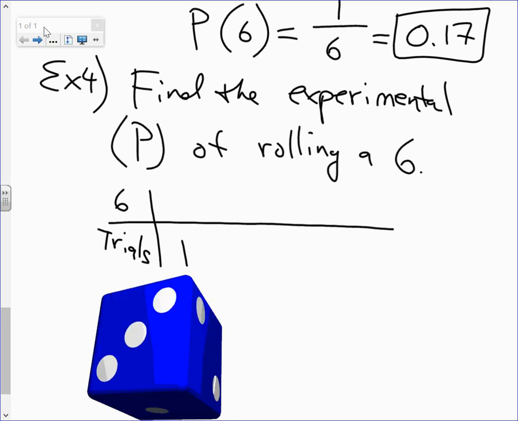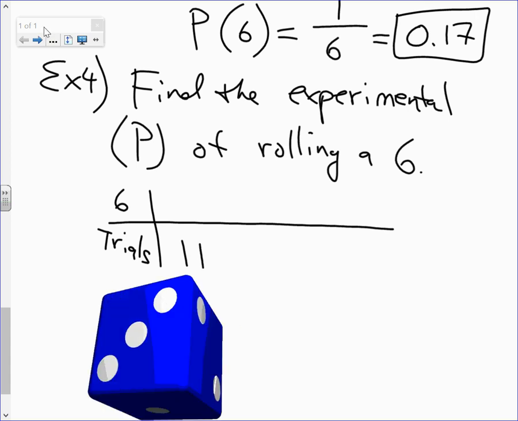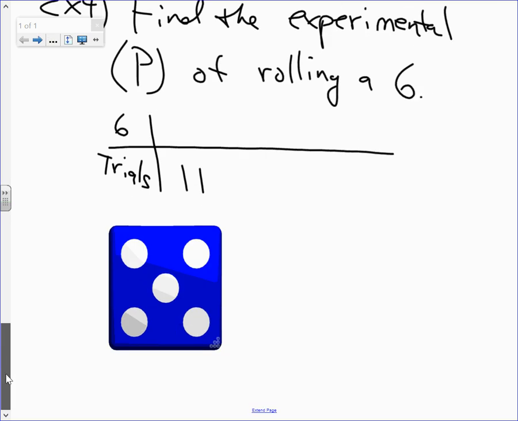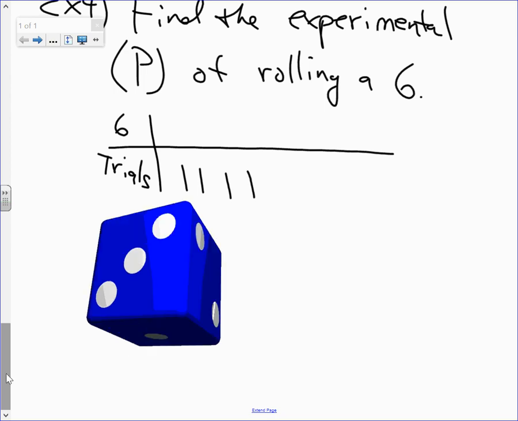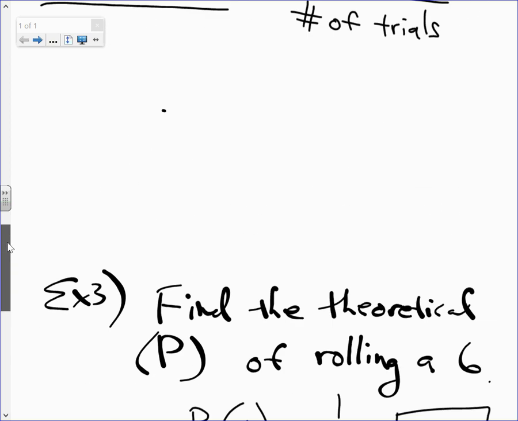Here's trial 2 now. Still didn't get a 6. Trial 3. I got a 5. No, it's not a 6 yet. Trial 4. See, I'm actually experiencing, this is experimental. I'm experiencing the rolling of the die and recording the results. So this is trial 4, still no 6. Trial 5, I got a 6. So trial 5, I got 1 6. Notice I'm recording my results by actually doing the thing itself. This is experimental probability versus theoretical.